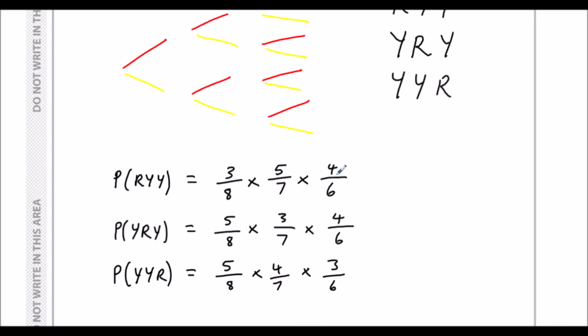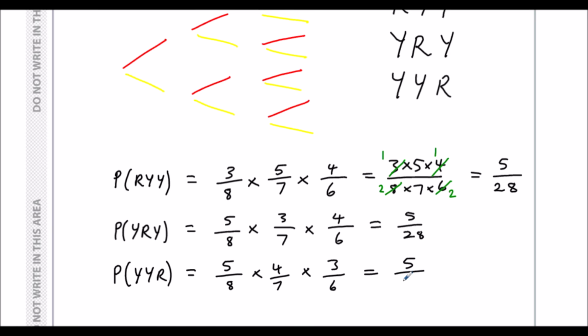Remember the top of the fraction is 3 times 5 times 4, and the bottom is 8 times 7 times 6. So if we divide top and bottom by 4, and top and bottom by 3, we should be left with something easier to multiply. So 1 times 5 times 1 is 5. 2 times 7 times 2 is 28. So that's 5/28. And because they're all the same, they're all going to be 5/28.